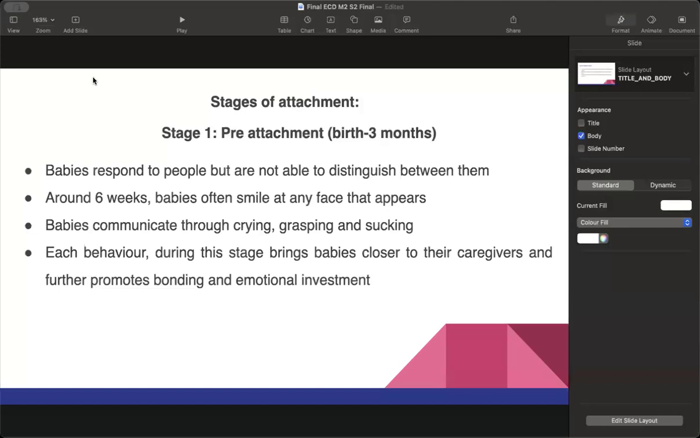Okay, Adri. Can you tell us a little bit what you know about this stage, pre-attachment, that happens between birth and 3 months? Anything you picked up out of personal experience, maybe?